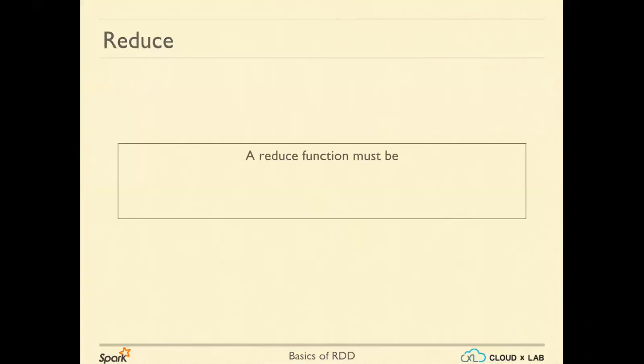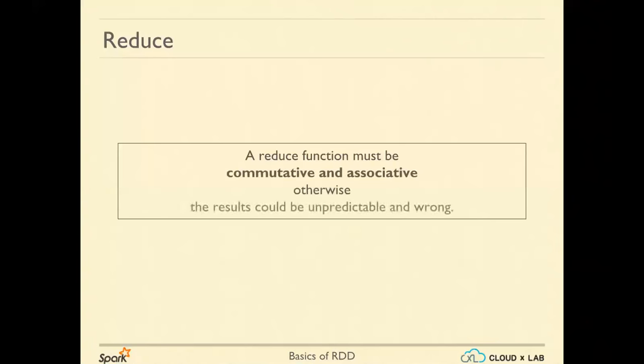So the conclusion is the function that we are passing to reduce must be commutative and associative. These are the things that we studied long back in our maths class, what is commutative and associative. I'm going to address those again. So the reduce function must be commutative and associative. Otherwise, the result could be unpredictable and wrong. All right. Is everybody on the same page? I'm going to discuss commutative and associative after this.